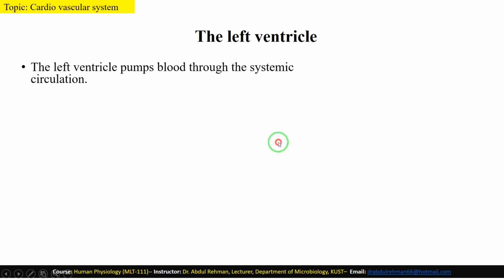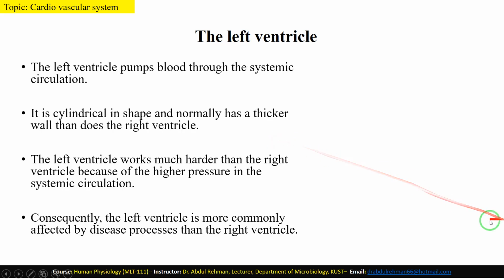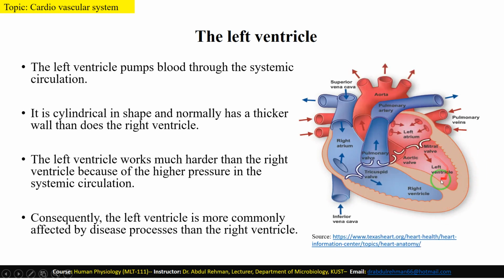Similarly, on the left side, the ventricle is cylindrical in shape and it is a powerful side of the heart, and it pumps blood to the systemic circulation, and the left ventricle works much harder than the right ventricle. And the left ventricle is more commonly affected by disease processes than the right ventricle because it has more stress and is more prone to infections like myocardial infarction, etc.